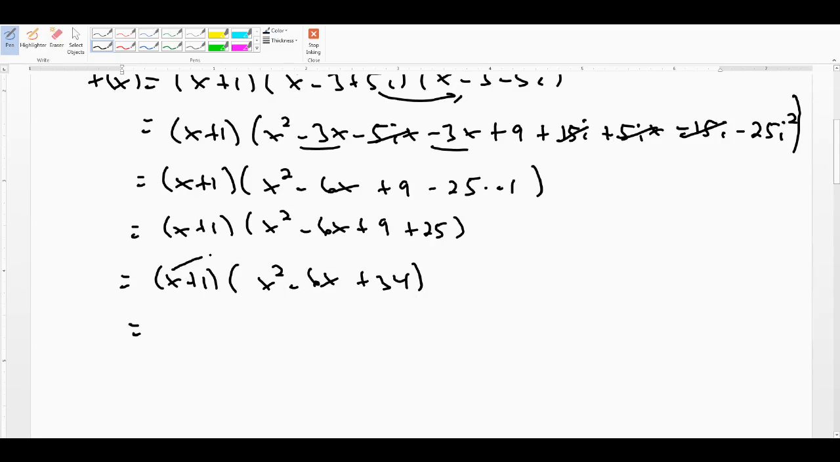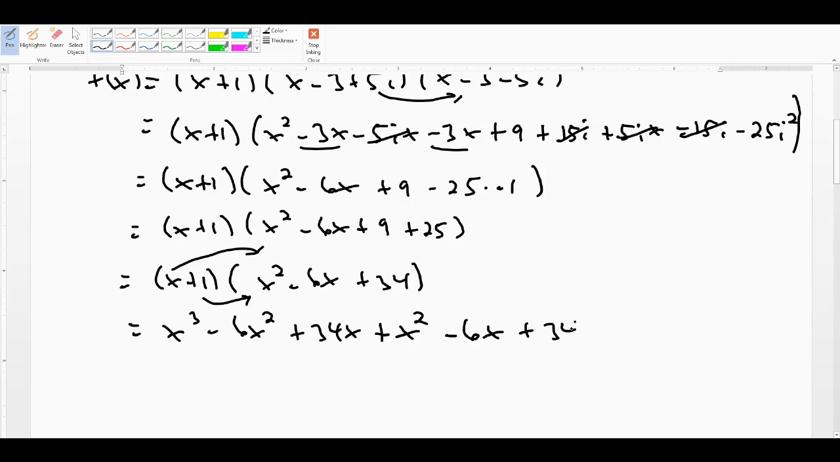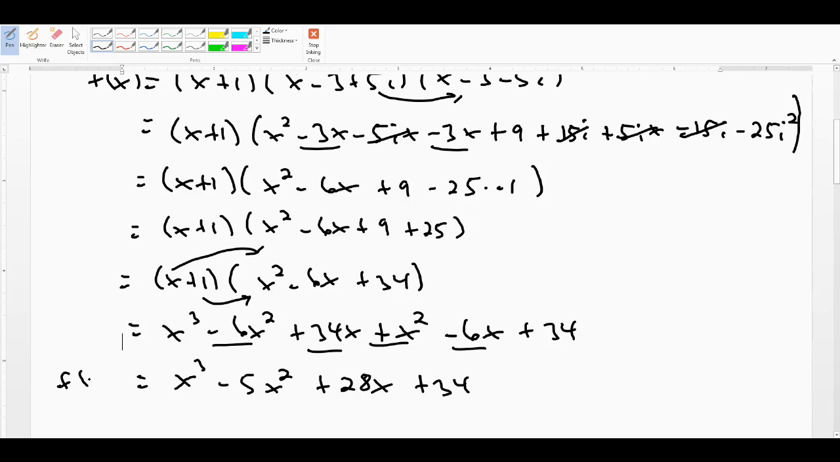So now I can take the x times everything over there, and we get x cubed minus 6x squared plus 34x, and take 1 times everything over there, and we just get the same thing back. X squared minus 6x plus 34. Combine like terms, that's our only x cubed term, and then -6x squared plus x squared is -5x squared, plus 34x minus 6x is positive 28x, and then 34 is the only constant, and we are finally done.